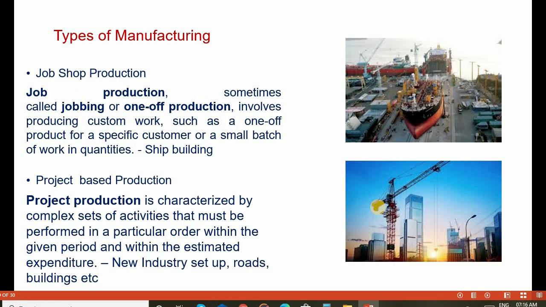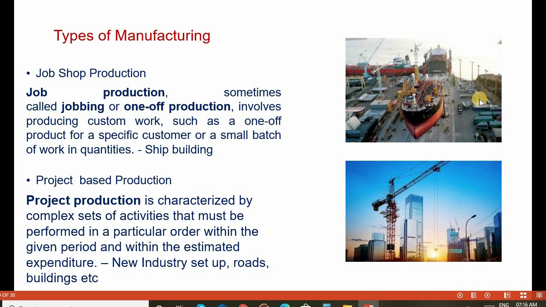Next is job production. Job production is sometimes called jobbing or one-off production. It involves producing custom work such as one-off products for a specific customer or small batch quantities of work. It's a single product or a small number of batches of products. So it's called job production.